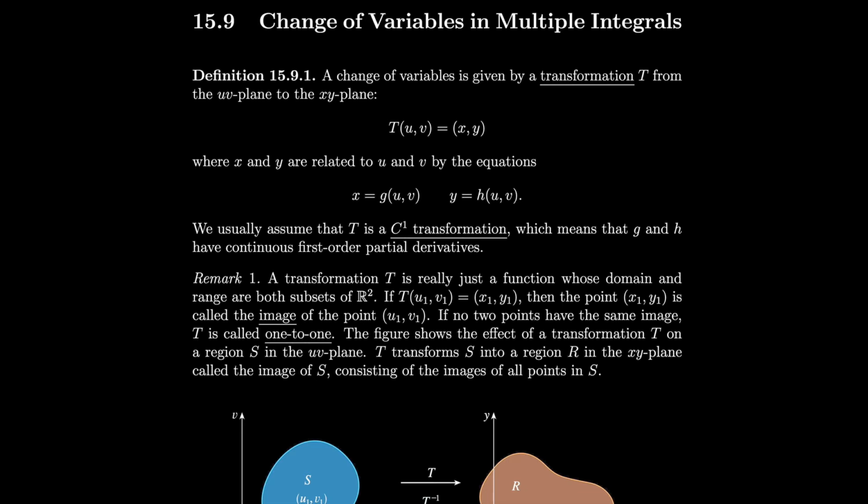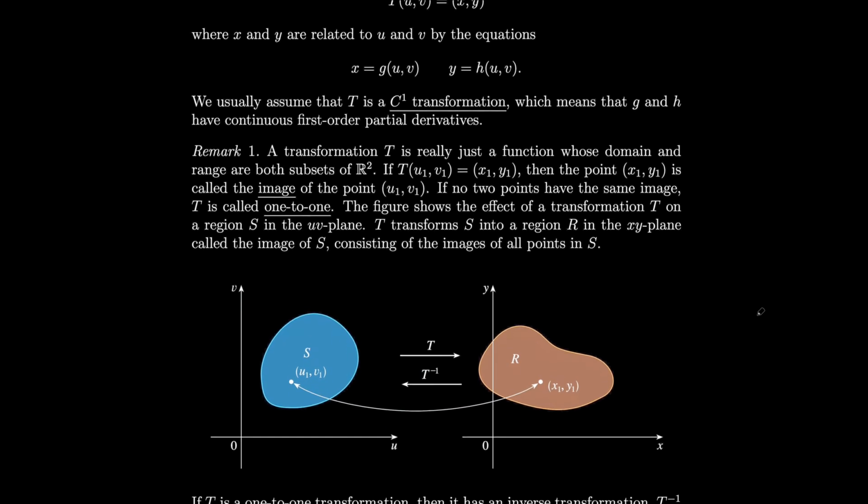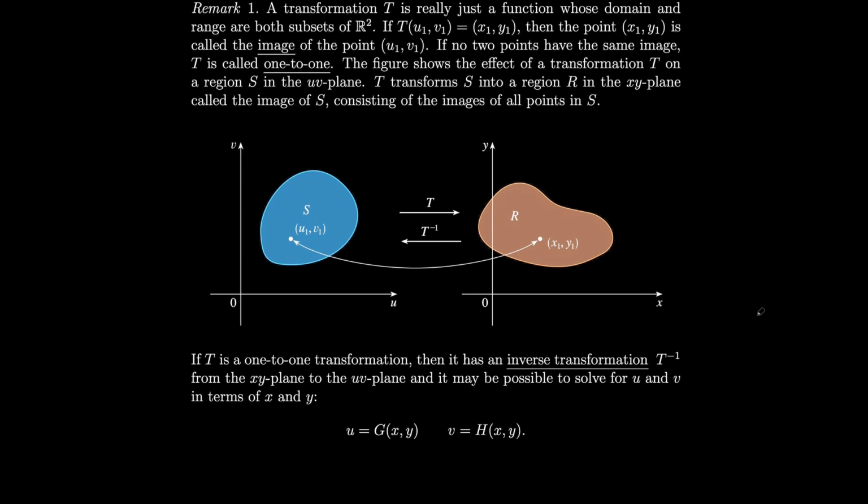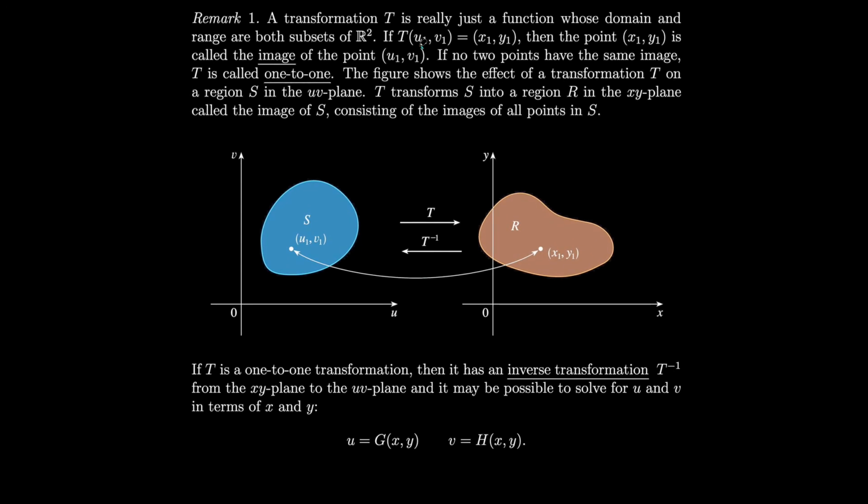A transformation T is really just a function whose domain and range are both subsets of R2, the plane. So if T of (u1, v1) equals (x1, y1), then the point (x1, y1) is called the image of the point (u1, v1). If no two points have the same image, T is called 1-to-1. Our figure shows the effect of a transformation T on the region S in the uv plane. So here's our region S. T goes from S to the xy plane and results in some image R. So it transforms S into region R in the xy plane.